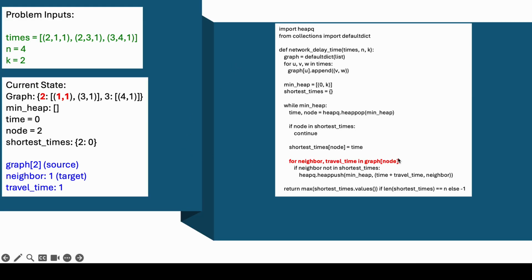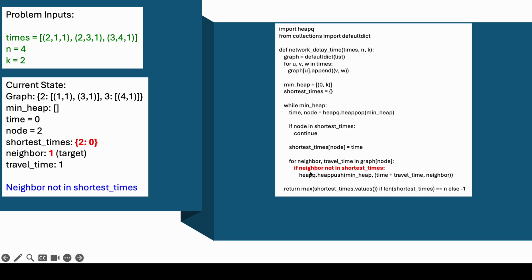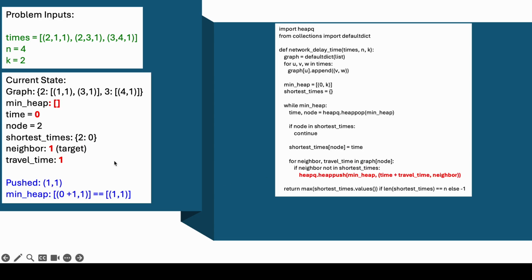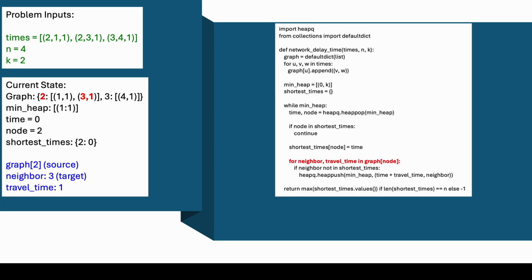Now we're going to iterate through the graph itself, which will be here. And we have from 2 to 1, weight being 1. And that's where we got the source and the target, followed by the weight. Again, is the neighbor, meaning is 1 inside shortest time? No, this is our first time doing it. And now here, we are going to push 1, 1, which is what we had here, into the min heap. So we're going to add 0 plus 1, travel time 1, and we're going to get 1 as the time and 1 as the node that we're going to from 2.